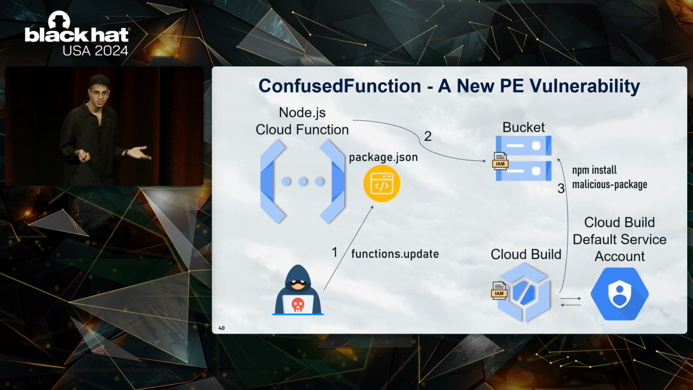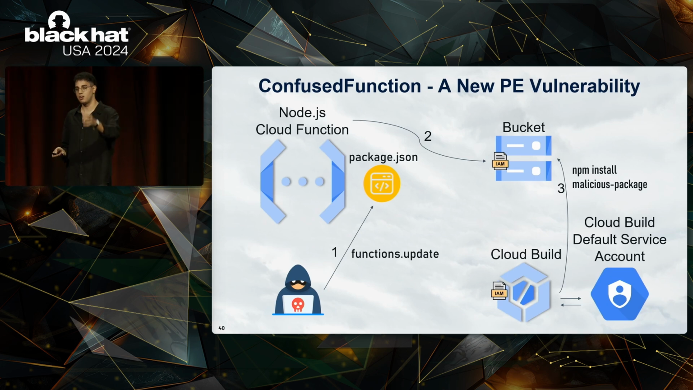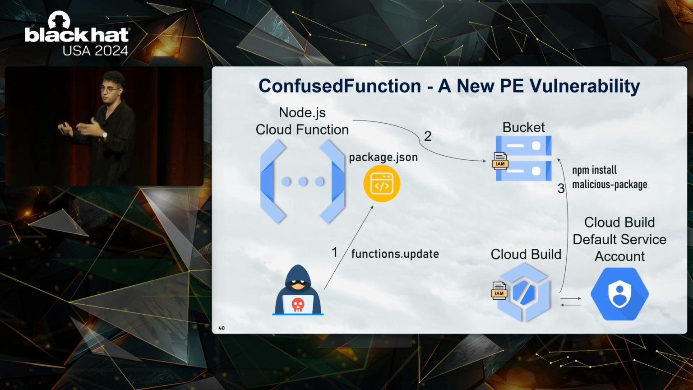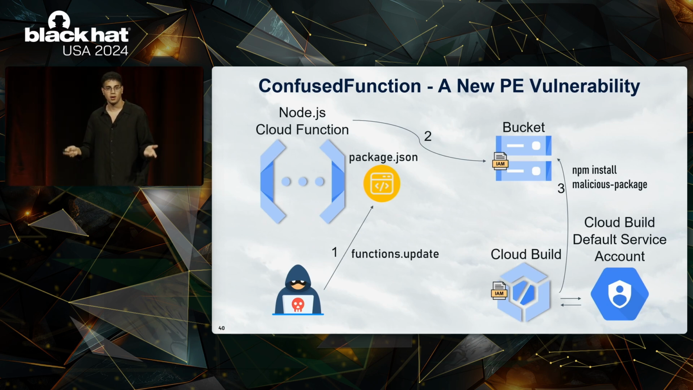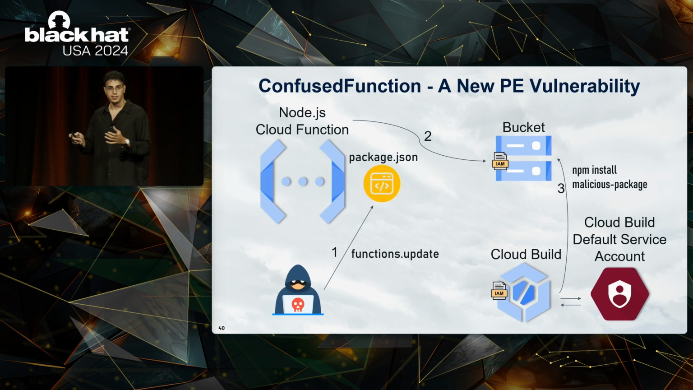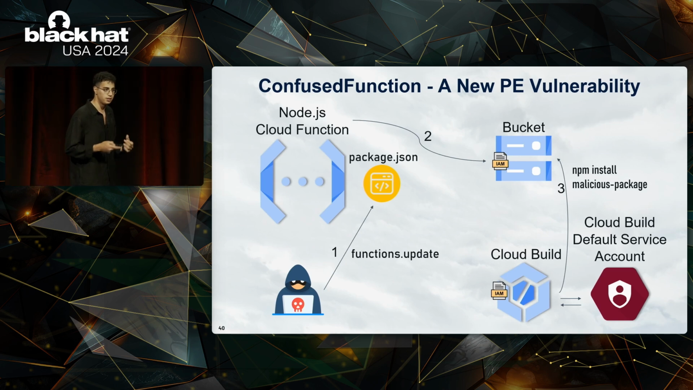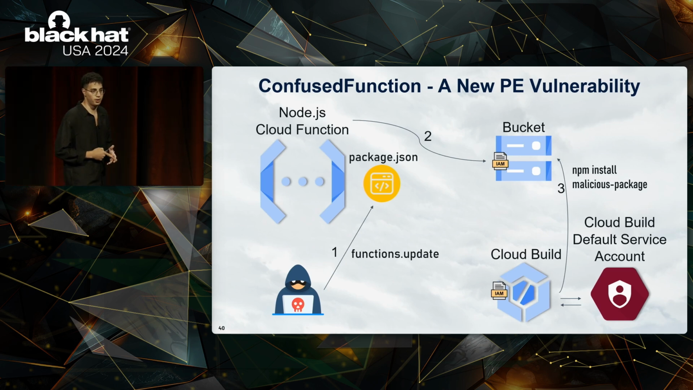And as we know, Google, by default, has attached this Cloud Build default service account to this Cloud Build that helps the deployment of the function. Thus, I can run code and exfiltrate this identity in order to escalate my permissions. This was just with a simple malicious dependency that I insert into the file that is specifying dependencies that will be installed in the Cloud Build instance.